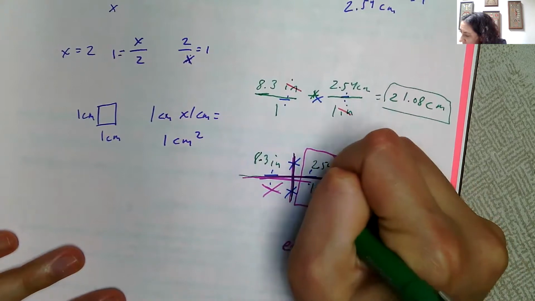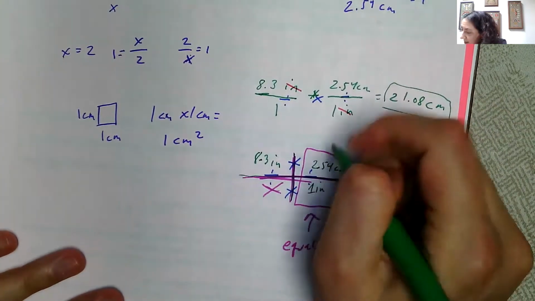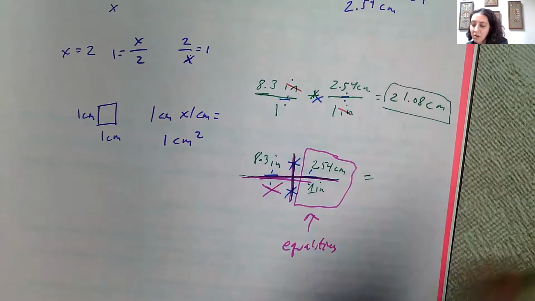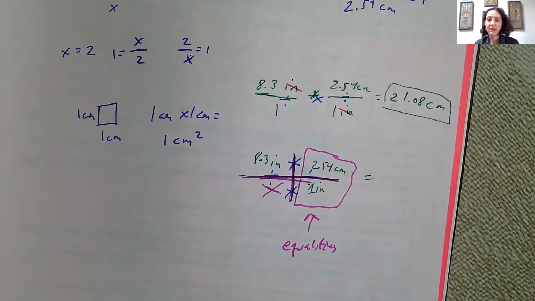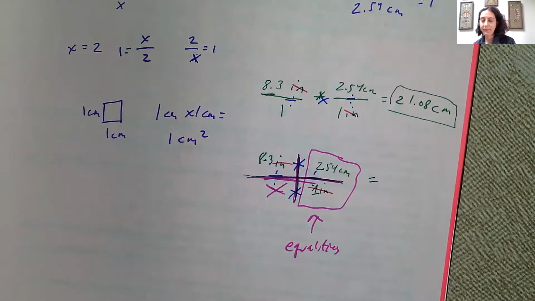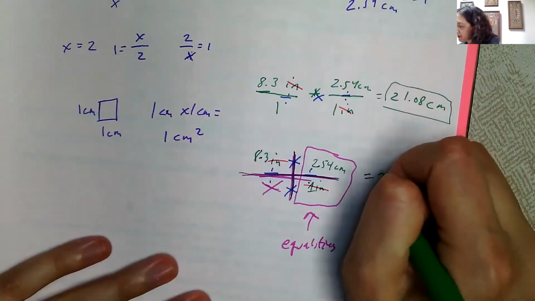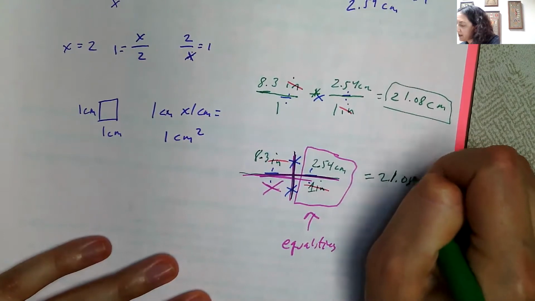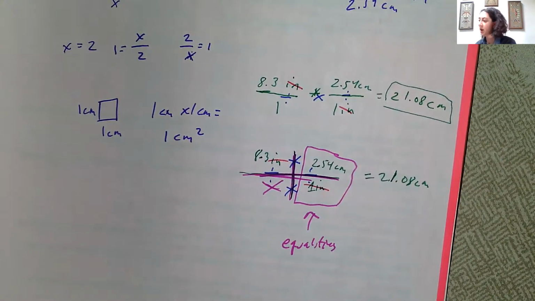2.54 centimeters per 1 inch. It's exactly the same as up here. The inches, one is on top, one's on bottom. And once again, you just multiply. And you're going to get the exact same answer, 21.08 centimeters, right?